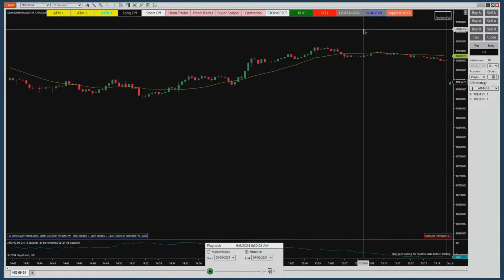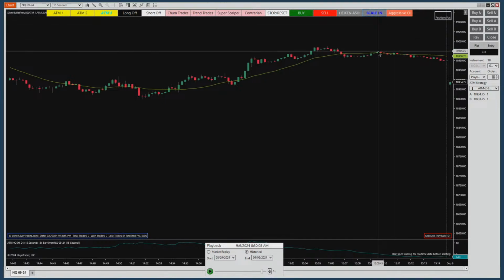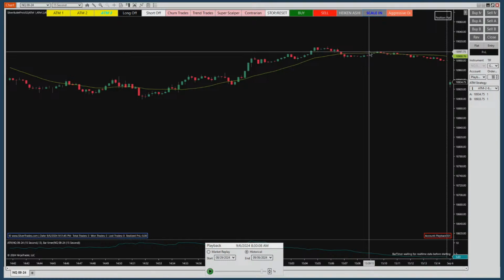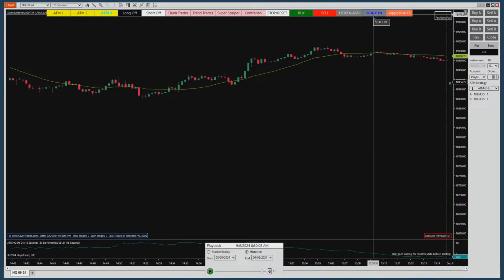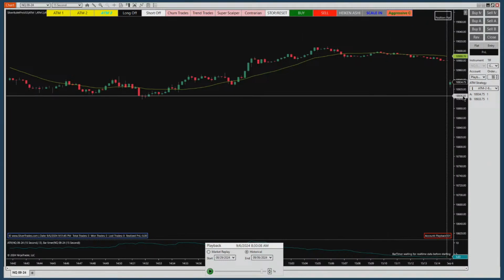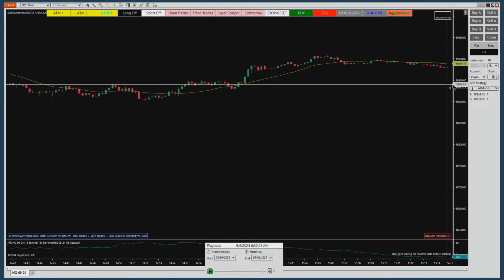And then scale in, which means you can add more contracts if your position is going in red, so that you can come out at break even. And then aggressive mode, this one places the order as a market order, not a limit order. I like this because it immediately fills. You get an immediate fill instead of waiting.